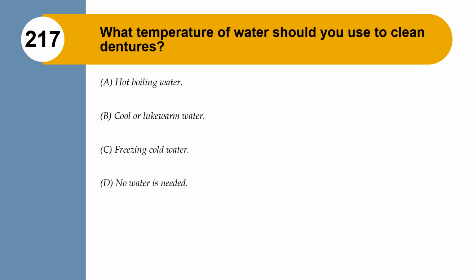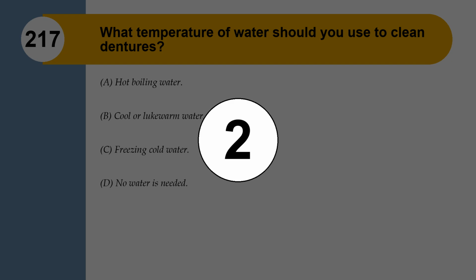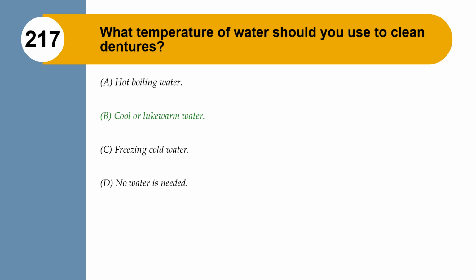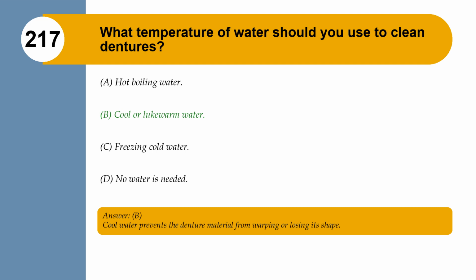Question 217. What temperature of water should you use to clean dentures? Option A, hot boiling water. Option B, cool or lukewarm water. Option C, freezing cold water. Option D, no water is needed. The correct answer is option B, cool or lukewarm water. Explanation. Cool water prevents the denture material from warping or losing its shape.